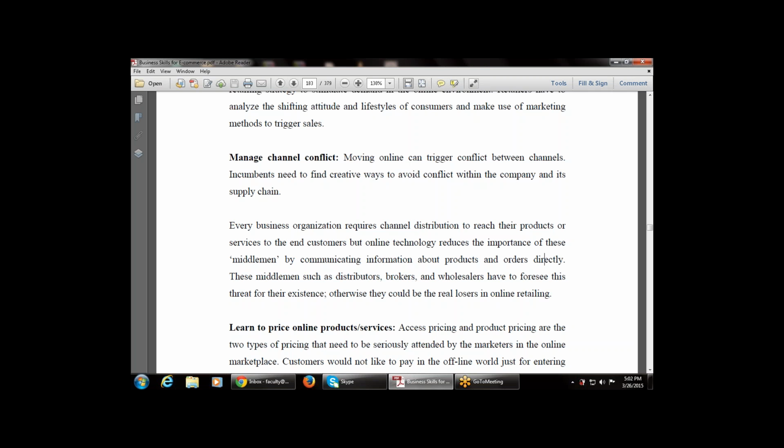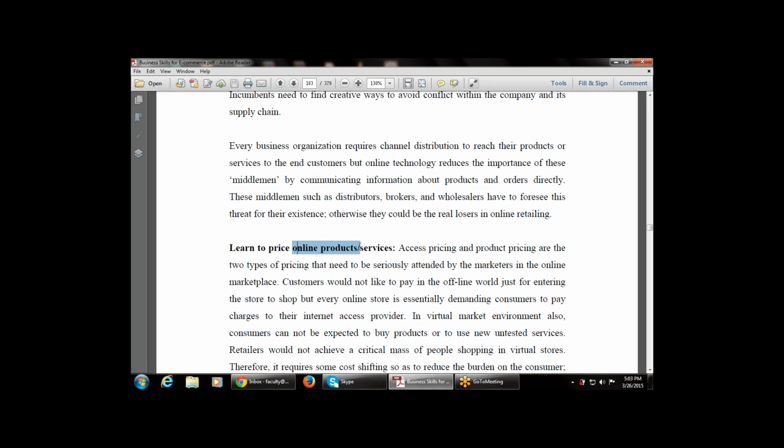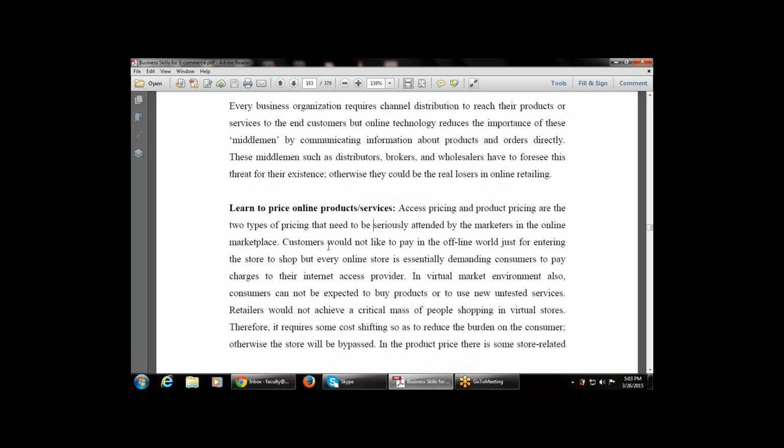Then the next issue on the manager's side is learning to price online products and services. That is, most retailers have different pricing, so it is very difficult to learn the online prices of products and services. Customers would not like to pay in the offline world just for entering the store to shop, but every online store is essentially demanding that customers pay charges to their internet access providers.